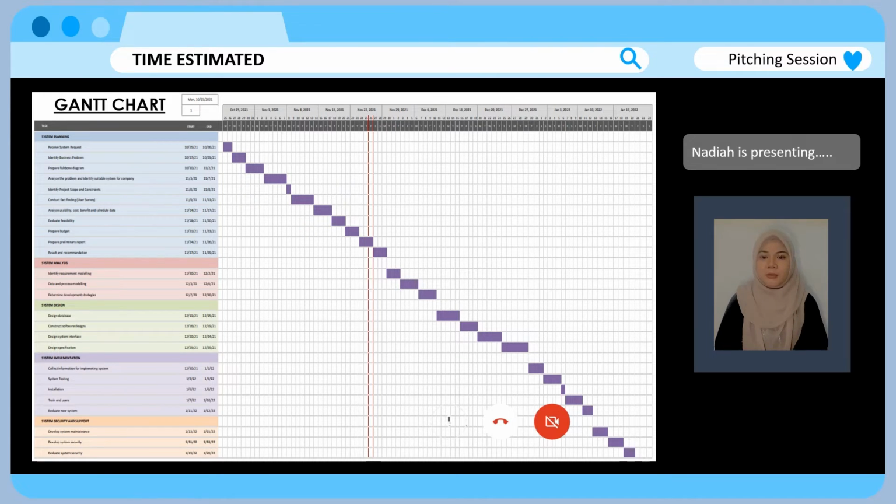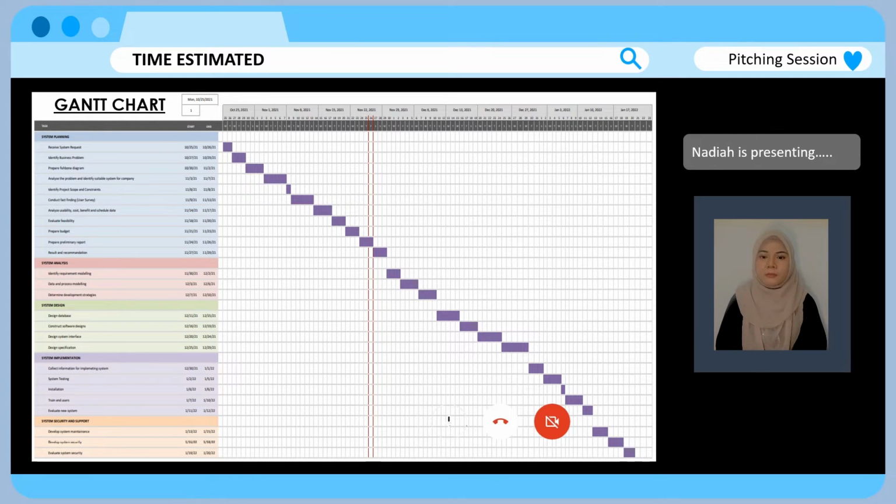For the planning phase, we receive a system request from the company, and next we need to identify the business problem that arises. After that, we will prepare the fishbone diagram, and we will analyze the problem and identify the suitable system for the company. Next we will identify the project scope and constraint, and we will conduct the fact finding. After that, we analyze the cost, benefit, and schedule the data for the project. Then we will evaluate feasibility. We also need to prepare the budget for this project. Then we will prepare the preliminary report for this project, and we will come out with the result and recommendation for this project.